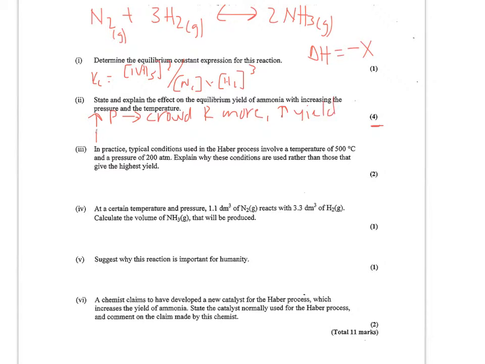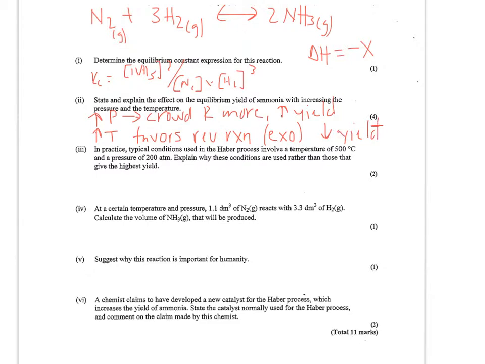The temperature, increasing the temperature, is going to favor the reverse reaction, because this is exothermic. And that means my yield is going to decrease as a result.